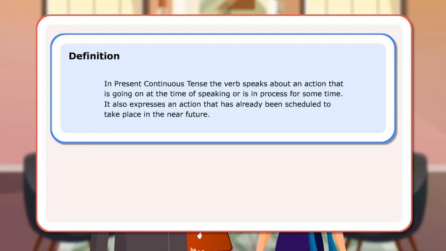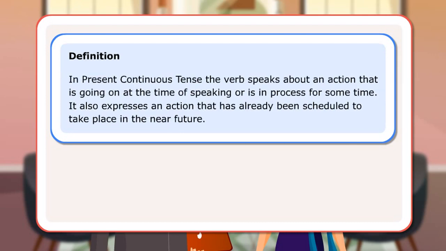Definition. In present continuous tense, the verb speaks about an action that is going on at the time of speaking or is in process for some time. It also expresses an action that has already been scheduled to take place in the near future. Let us look at a few sentences.